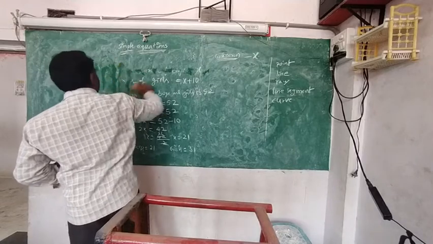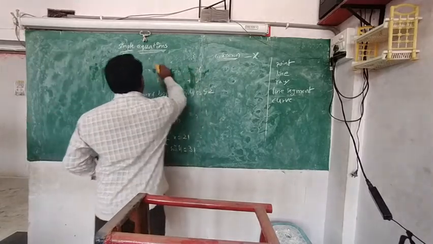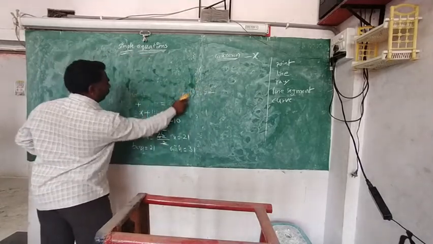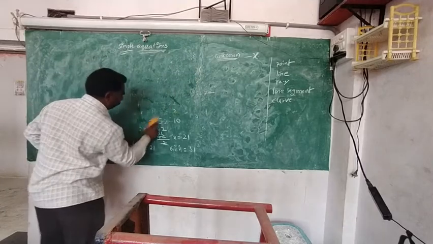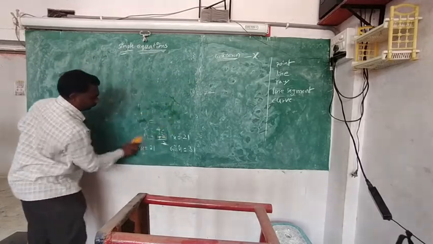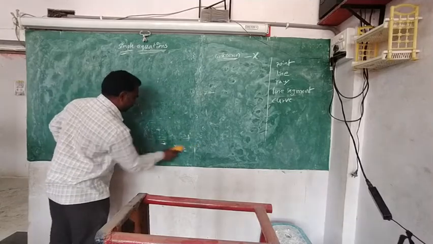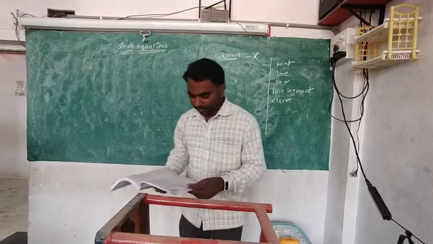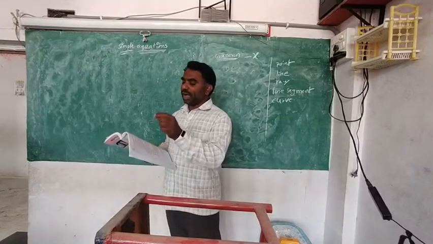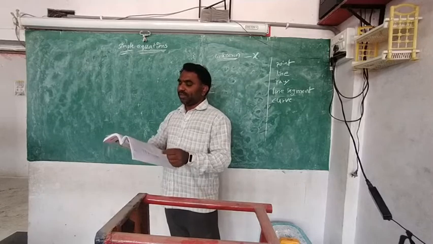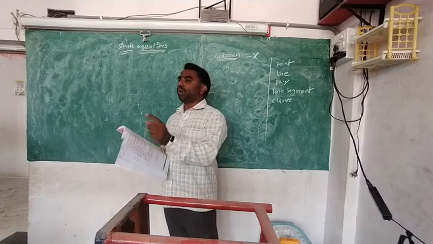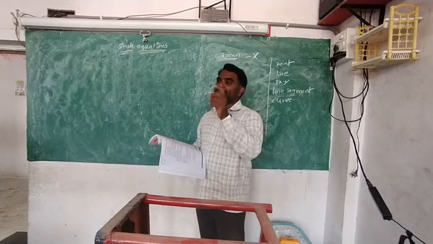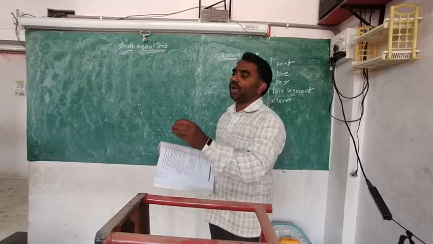So what is the second situation? The present age of Ramu's father is 3 times that of Ramu. After 5 years, the sum of their ages will be 70 years. Find their present ages. Okay. So the question is, the present age of Ramu's father is 3 times of Ramu's age.